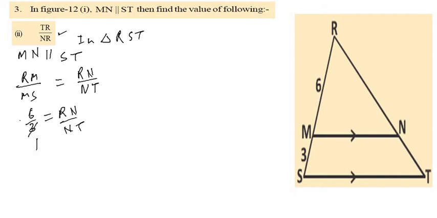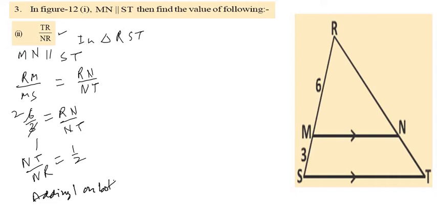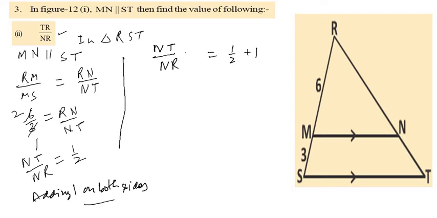Now 3 ones are 3, 3 twos are 6. So you can write here NT upon NR will be equal to 1 by 2. Adding 1 on both sides. Now let us add here. So NT upon NR is equal to 1 by 2. So add 1 on both sides.